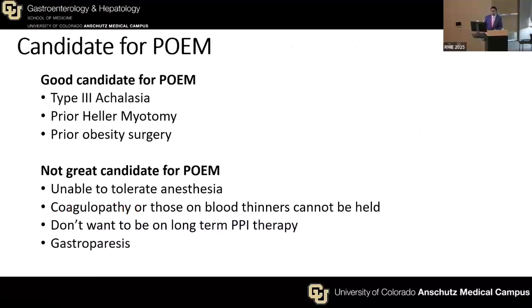So who's a good candidate for POEM? Certainly people with type 3 achalasia, those who've had a prior Heller myotomy because they can't get a repeat, and those who've had prior obesity surgery, because those are challenging surgically. People who are not a great candidate for POEM are those who can't tolerate anesthesia or have coagulopathy, don't want to be on long-term PPI, or have gastroparesis.